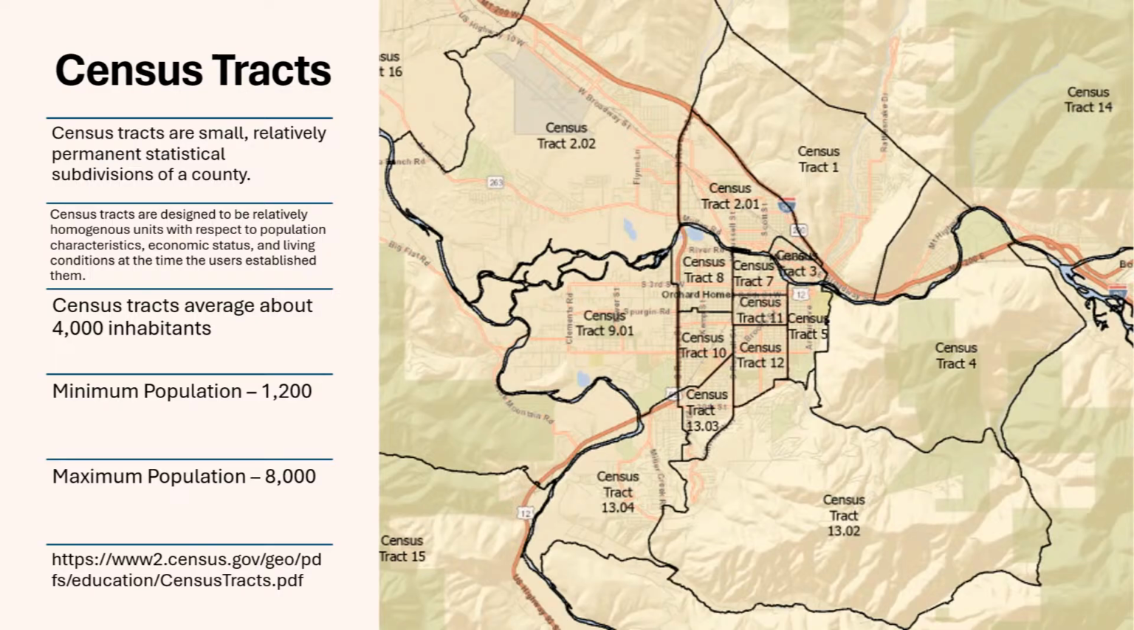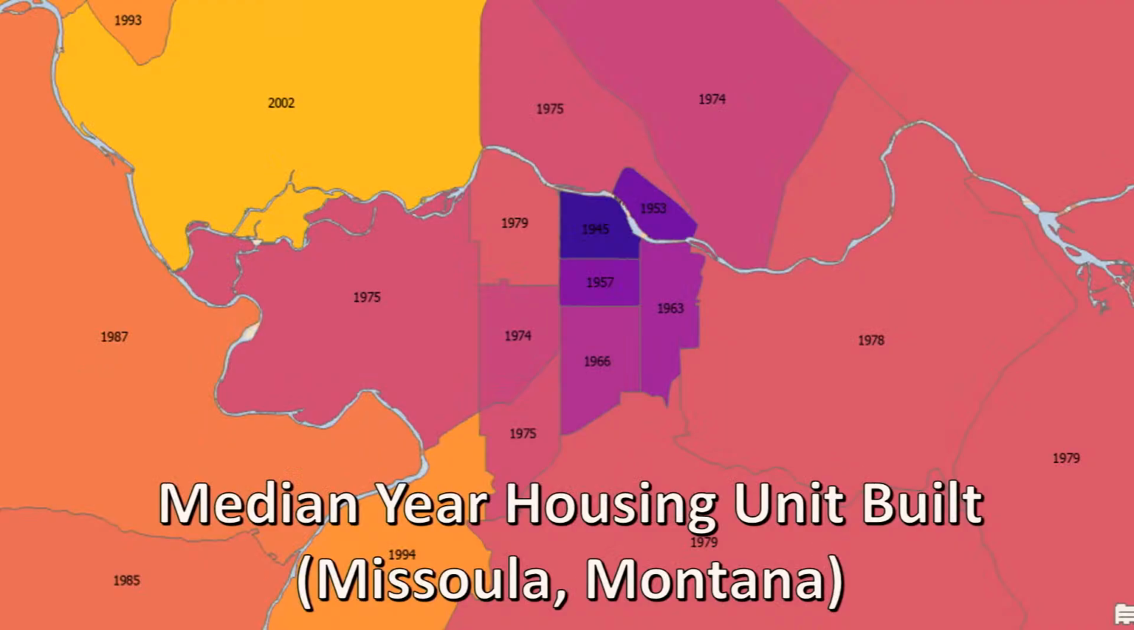Anyone who's visited Missoula, you see tract 5 here, roughly the university. Most of those houses are roughly similar to each other. And then you have the different neighborhoods here. So you can take your data and join it on the tract, and extract that census data. So this is the median year housing unit built in Missoula. This is something we could look at.